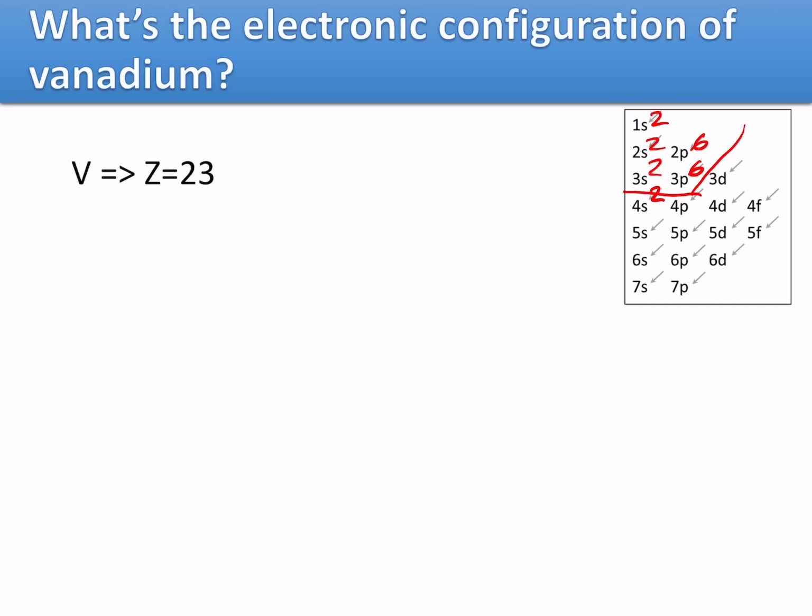The next available orbital is the 3d. Okay? At this point, you have 20 electrons. You need 23, so you add 3 here at the orbital. Therefore, the configuration of vanadium is 1s2, 2s2, 2p6, 3s2, 3p6, 4s2, 3d3. Okay? Now, remember, I told you to write the configuration the way you are filling the orbitals.